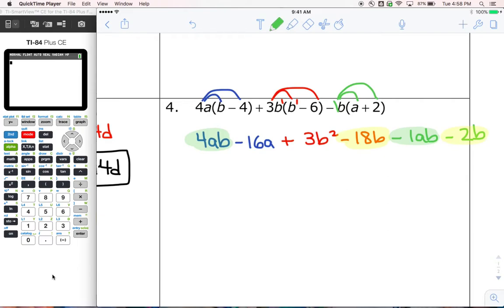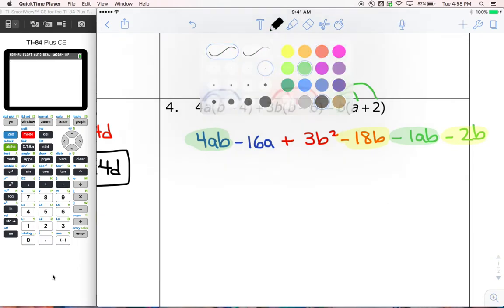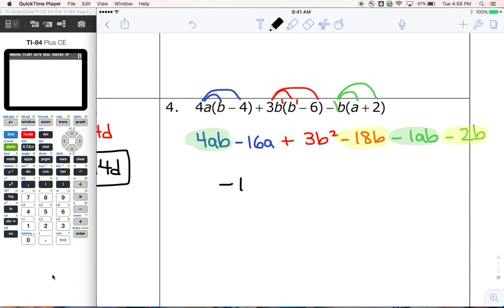So now to finish up my answer, I'm going to have negative 16a plus 3b squared. I'm going to combine my two green ones and say I got a positive 3ab. And then I'm going to combine my two yellow ones and say minus 20b.